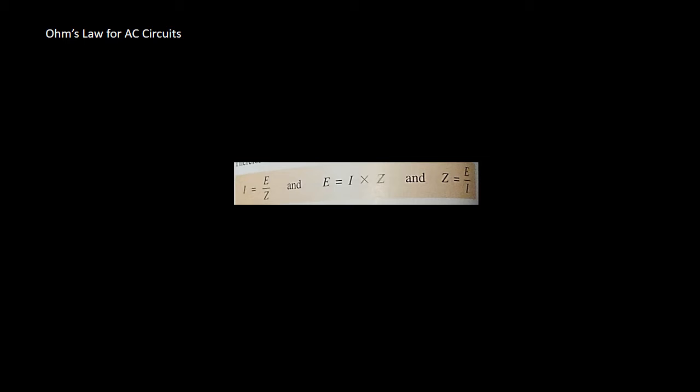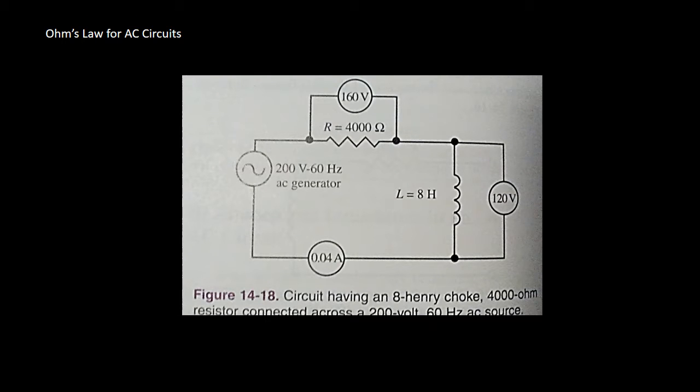Again, Z is used instead of R. Example: a series circuit contains an 8 Henry choke and a 4,000 ohm resistor. Again, a choke is an inductor. So in this example, an 8 Henry choke is used and a 4,000 ohm resistor.